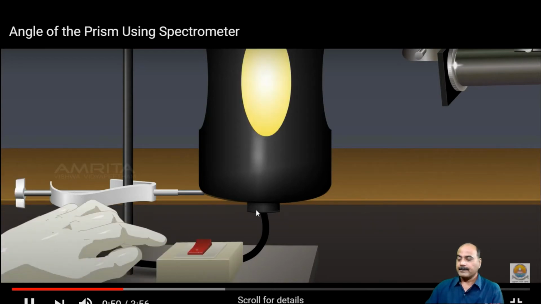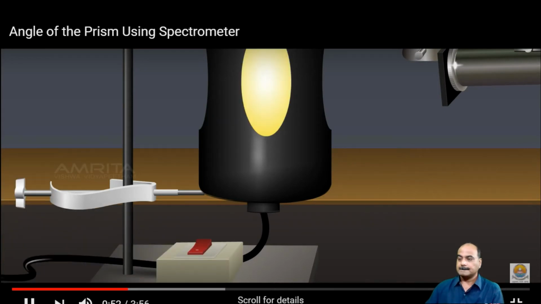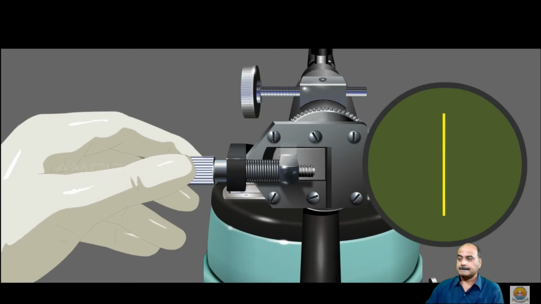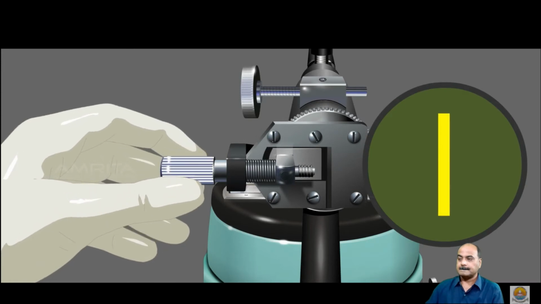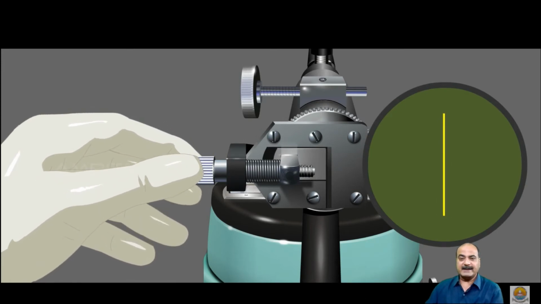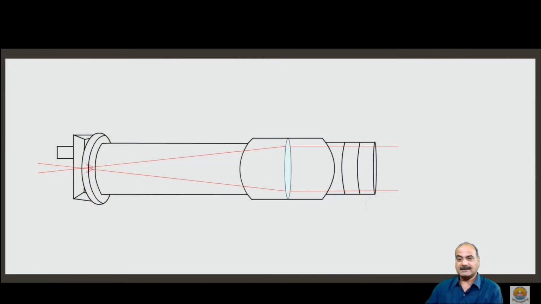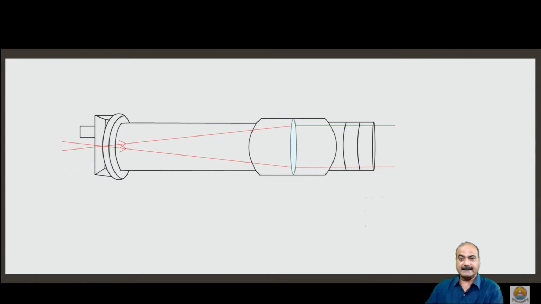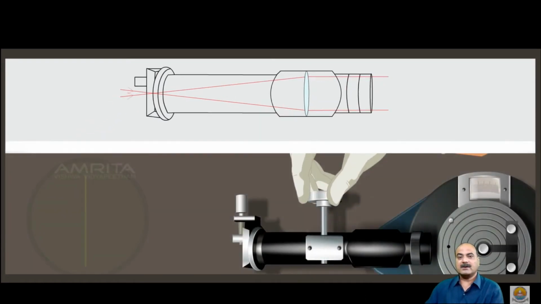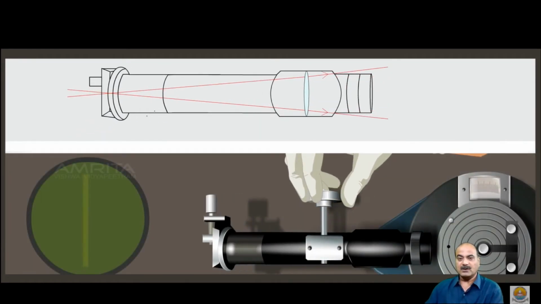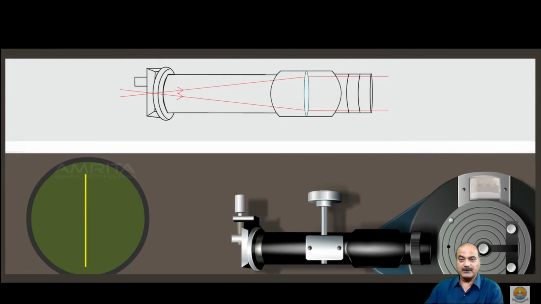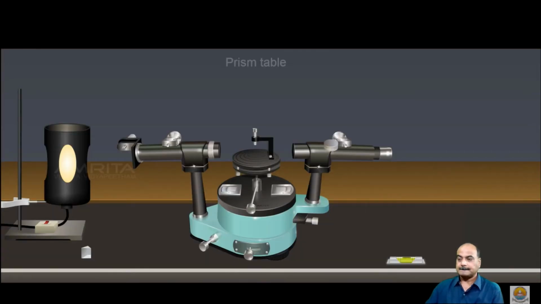Now, switch on the sodium vapor lamp. The telescope is brought into line with the collimator and the screw adjusted to get a narrow slit. Look through the telescope. Adjust the distance between the slit and the lens of the collimator so that the image of the slit is clearly seen. So this is the basic motto. Then adjust the level of the prism table.